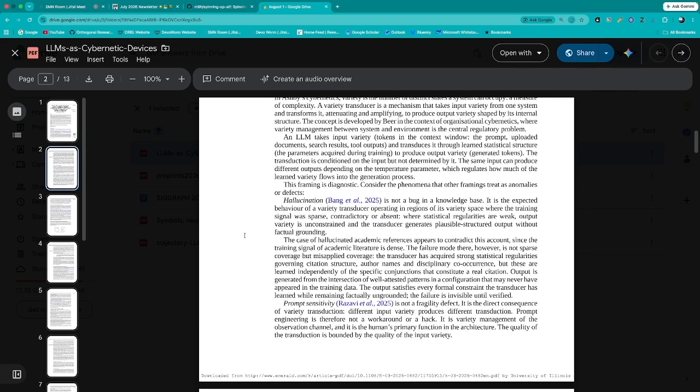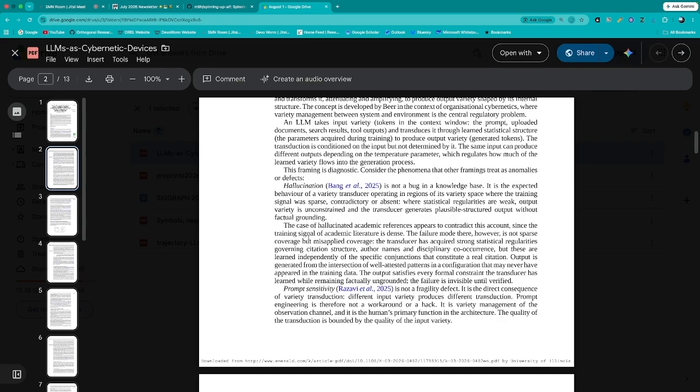Okay, so then this point here about hallucination. Hallucination is not a bug in the knowledge base. It is the expected behavior of a variety transducer operating in regions of its variety space where the training signal is sparse, contradictory, or absent, where statistical regularities are weak, output variety is unconstrained, and the transducer generates plausible structured output without factual grounding. Again, it's this inability to lock onto an instance, or you're asking the model to do something where it doesn't have the state available to it. And so it can't identify the state, and it fails.